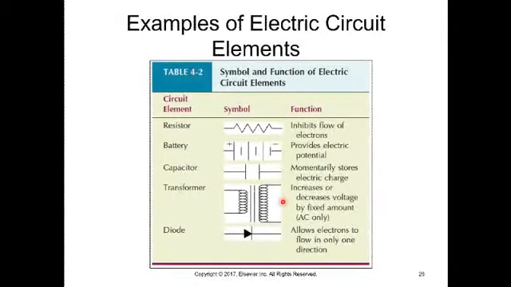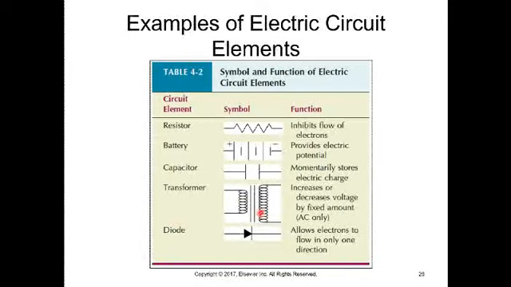Okay, some symbols that are very important. You need to know them because we deal with circuitry in radiography. So just know your basic symbols: your resistor, your battery, your capacitor, your transformer, and your diode. And you also need to know what they do, but the biggest ones for your exam coming up on Tuesday are these bottom two.